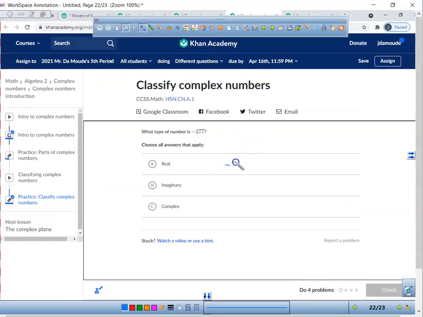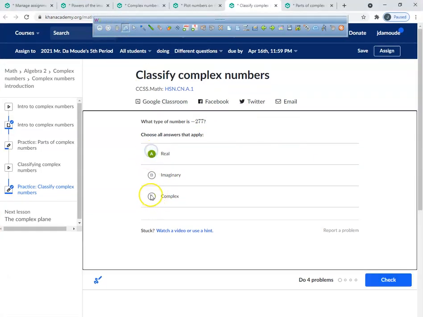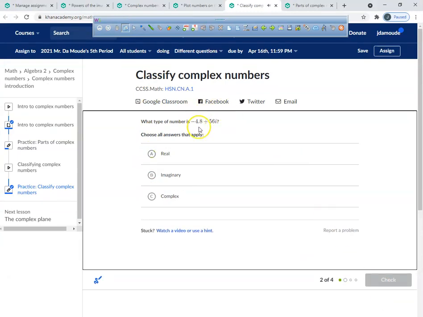This is a real number. It's -277, but we could say plus 0i. So we're going to choose real and complex. I thought that was an I, but that's actually a question mark. I need to go get my eyes checked. All right. Now this one is just purely complex because it's got a real number and an imaginary number.